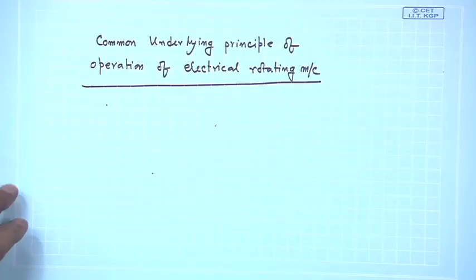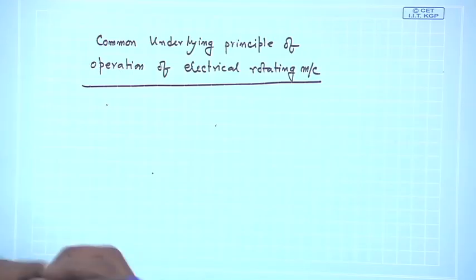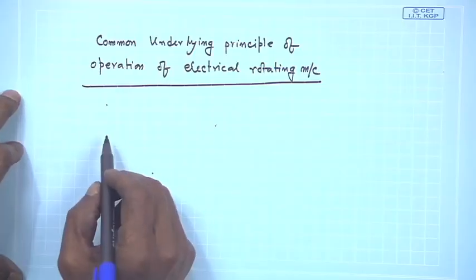And it is eventually these two sets of magnets that will interact and give you the torque. To understand what is happening inside a machine, I will now discuss one important thing today, that is the common underlying principle of operation of electrical rotating machines. For example, first I draw a very rough sketch so that you can understand.